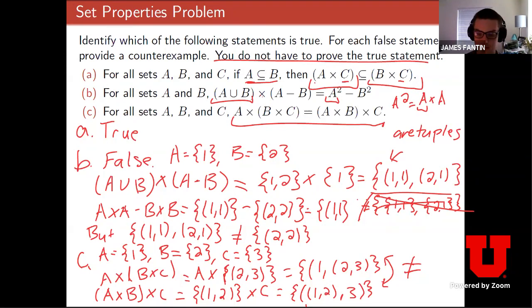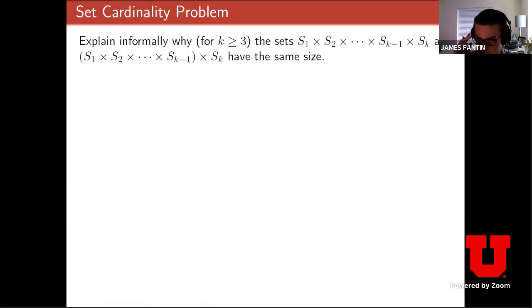Any questions on this problem? Any of these set properties? Cool, so we'll just go right ahead then. We just have about a minute left, so I'll just quickly explain this one.